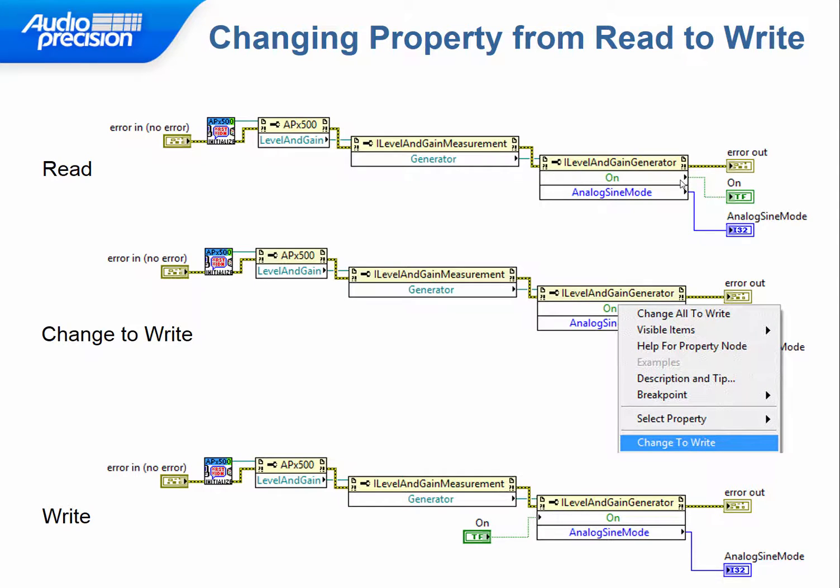Now, these properties, when you plunk them down on the block diagram, are a get property by default. In other words, in LabVIEW this is called read. And you can right-click on these and select Change All to Write or Change to Write. So for example, here if I wanted, instead of reading the state of the analog sine generator, to turn it on, I would select Change to Write, and then I could wire this Boolean into the property, and that will cause the generator to be turned on.